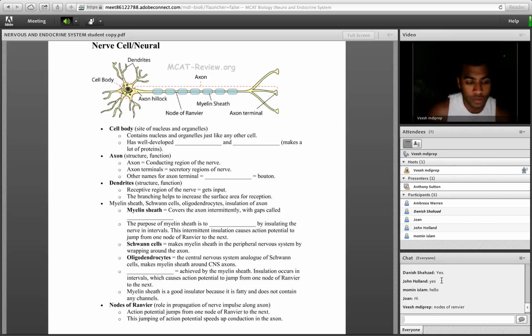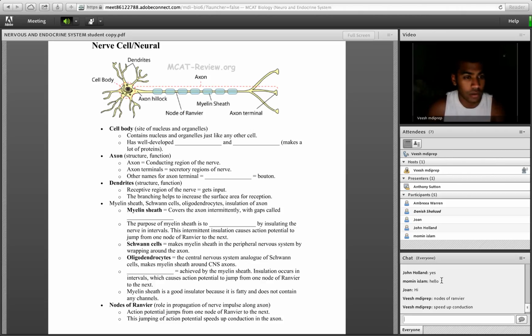Okay, so the purpose of the myelin sheath is to speed up conduction by insulating the nerves in intervals. The intermittent insulation causes the action potential to be able to jump from one node of Ranvier to the next, and essentially it speeds it up.